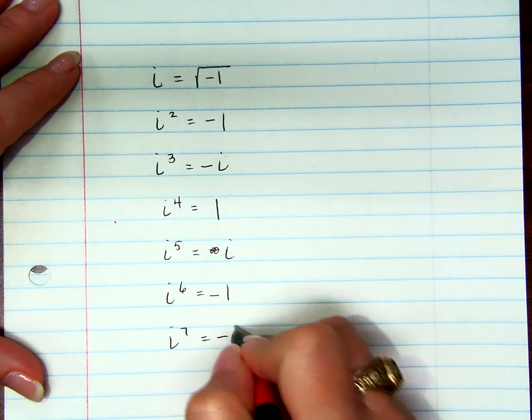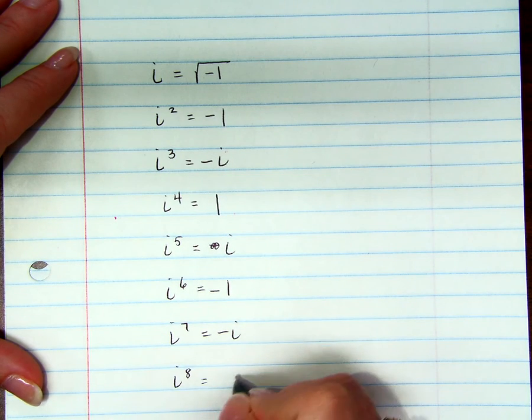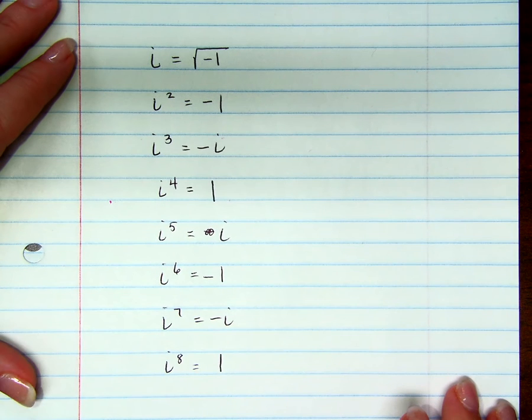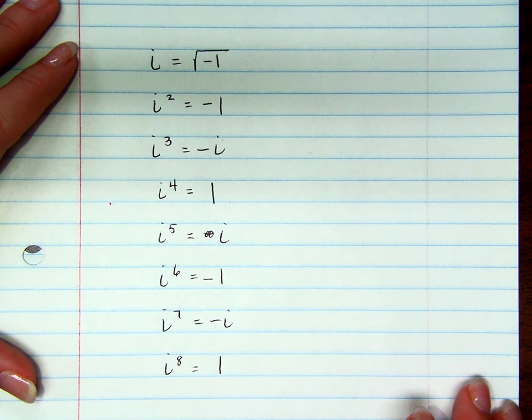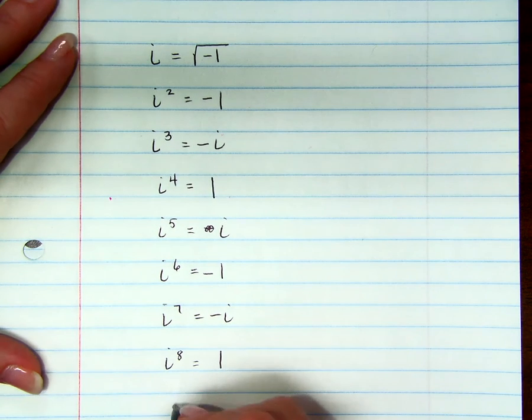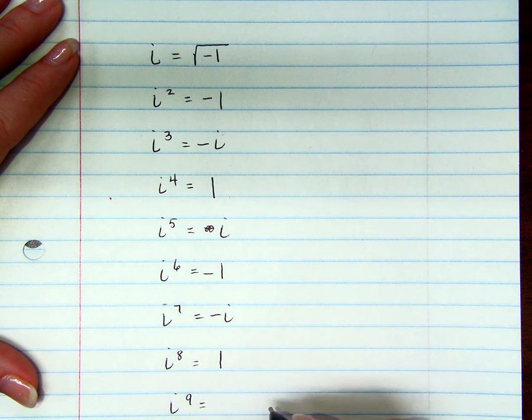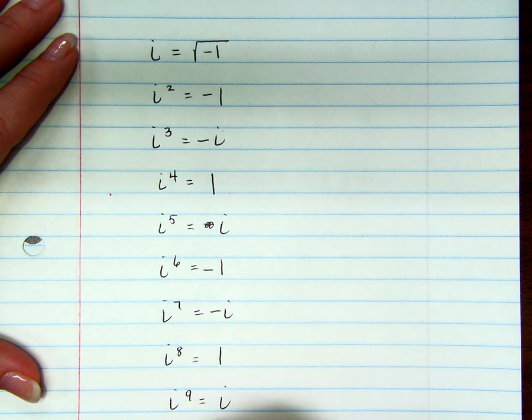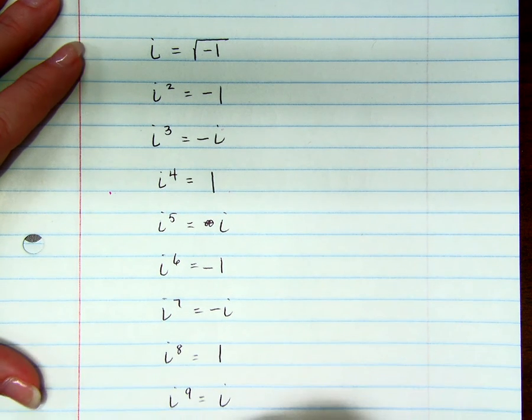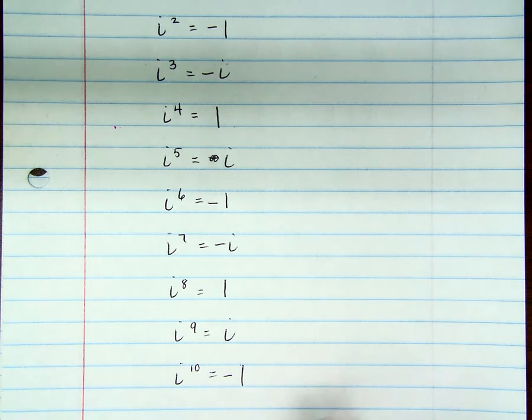Negative i. What about i to the eighth? Zach, how do you know that? Oh, it's a pattern. So what would i to the ninth be? i. What's i to the 10th? Negative 1. So here's the reason I'm asking you this.